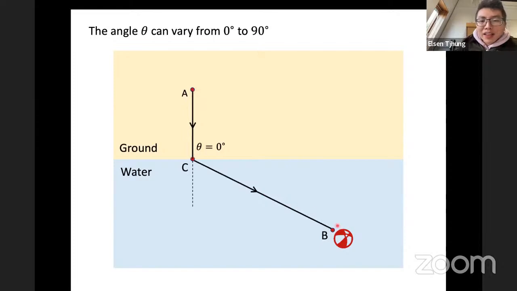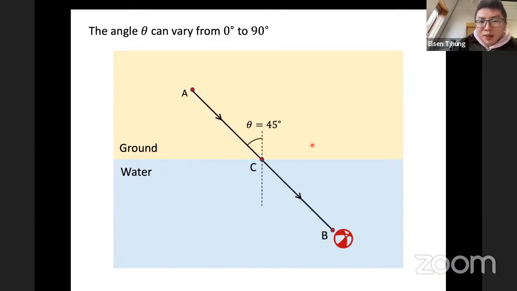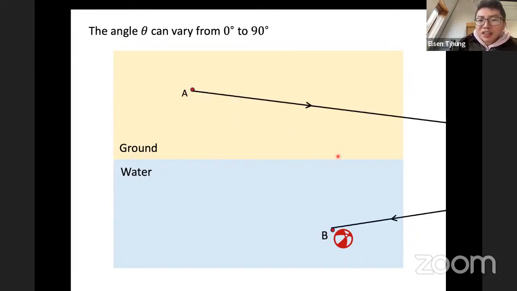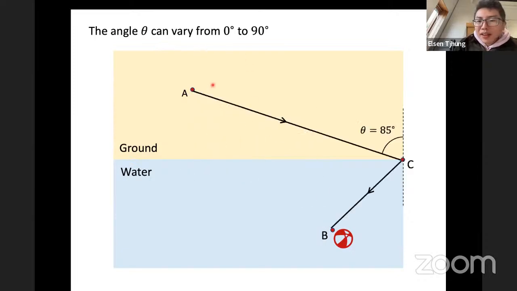So basically, for each turning angle theta, you have the corresponding route ACB. For example, for angle zero, the corresponding route is this. For turning angle theta equal 15 degrees, the corresponding route is something like this. And then for 45 degrees, it's actually a straight line, and so on. So the angle theta varies from 0 to 90 degrees.